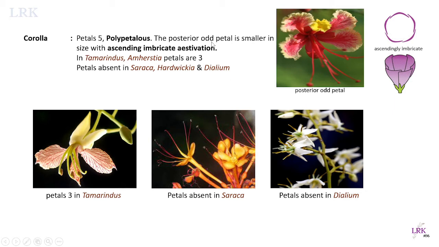Normally five petals, but some exceptions are there. In Tamarindus you can see only three petals, and in Amherstia also we have three petals, but in Saraca, Hardwickia and Dialium, the petals are completely absent. No petals are present in Saraca indica, that is the Ashoka tree, Hardwickia binata and Dialium. You don't have any petals. So this is regarding corolla.